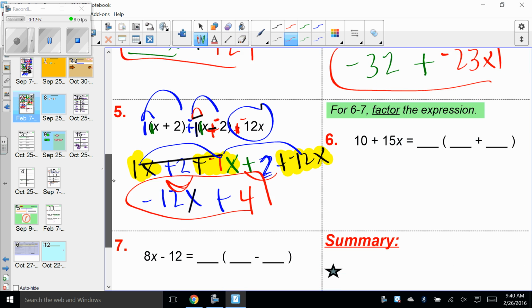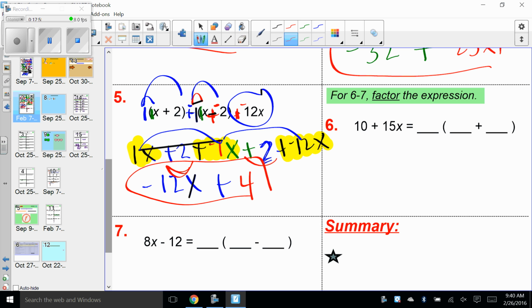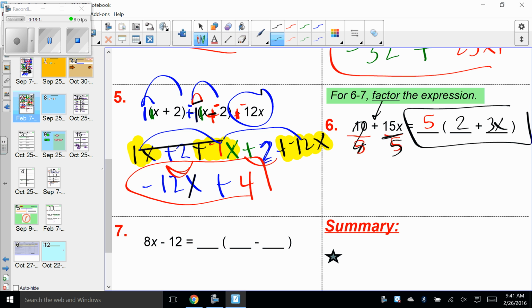All right, and then the last topic is to undo the distributive property. So looking to see what can we divide out of 10 that we can also divide out of 15. We can take a 5 out of both of those. So let's pull a 5 out front. 10 divided by 5 becomes 2 in this spot. Sign stays in the middle. 15 divided by 5 is 3. Reattach the x. So we end up with this as our answer. 5 on the outside, 2 plus 3x on the inside.